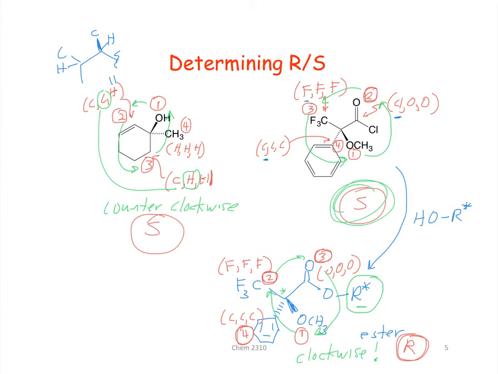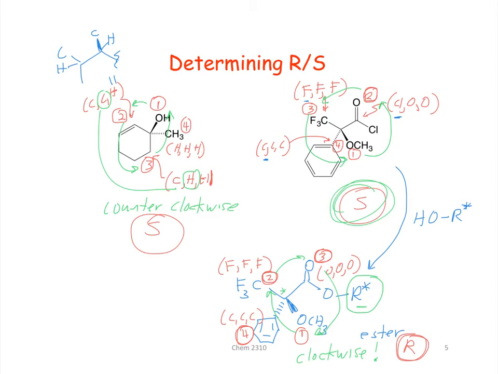Okay? Most reactions, if we have S, it would go to S. But in this case, we've changed the priority of this group. It was second over here, and now it's third. We switched 2 groups, and so it went from S to R.